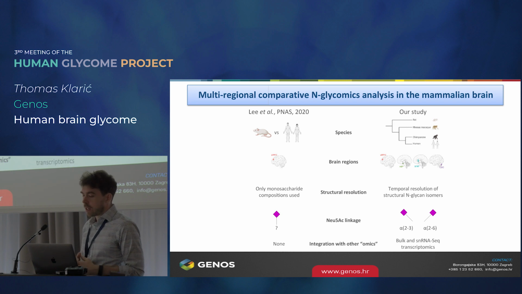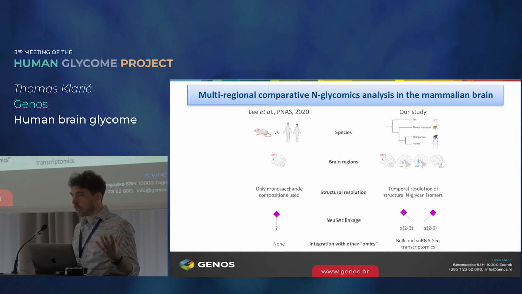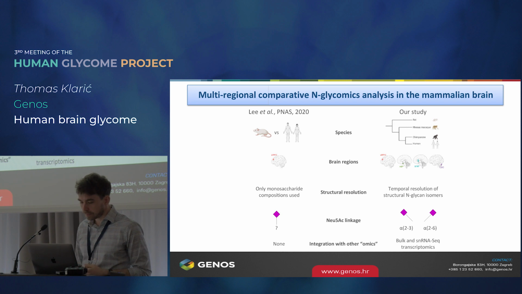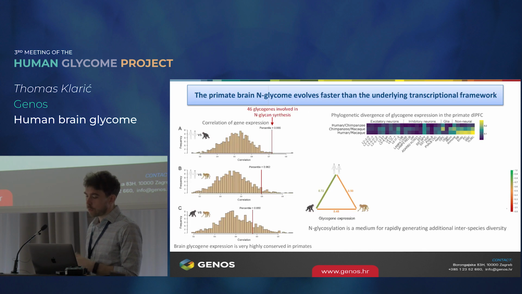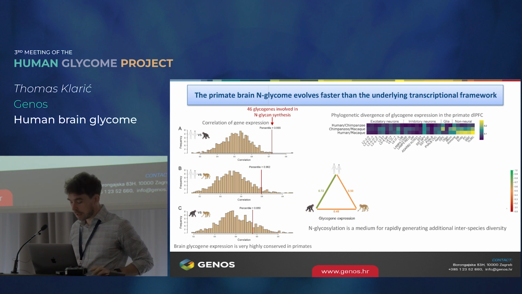Finally, we integrated our glycomics data set with complementary transcriptomics, both at the bulk tissue level and also single nucleus RNA-seq level, to look at the interaction between glycogene expression and the brain N-glycome phenotype. So let's start with the transcriptomics data first.